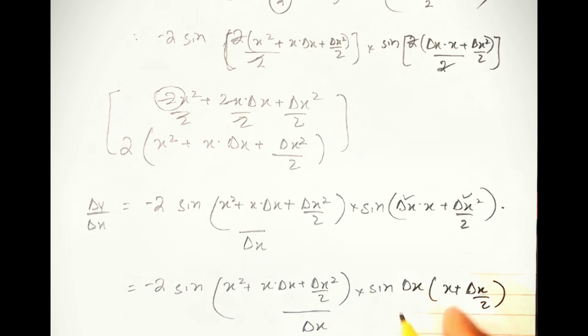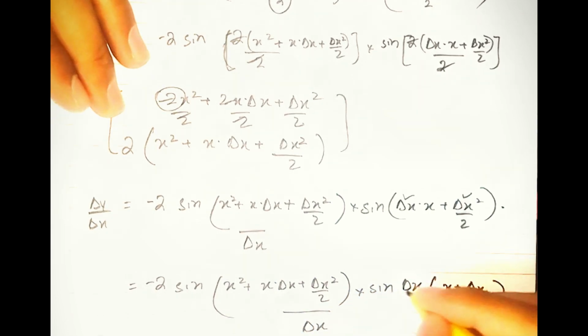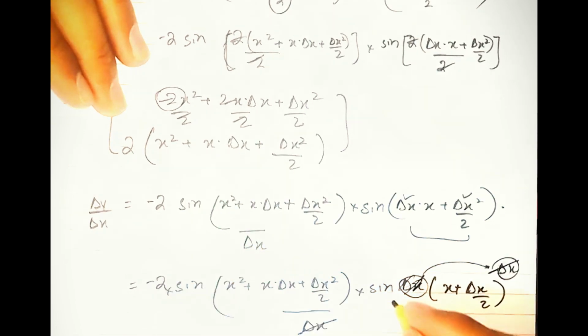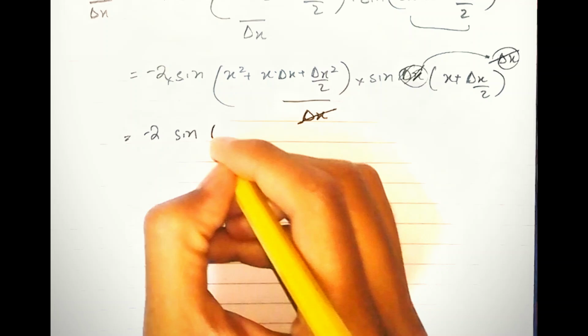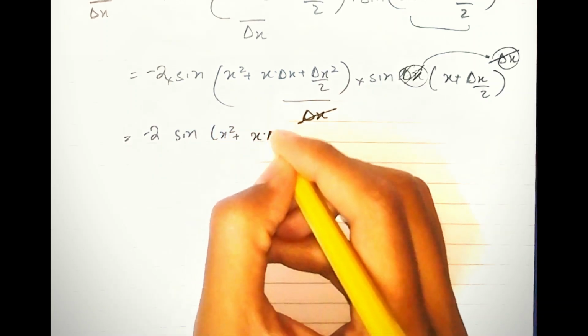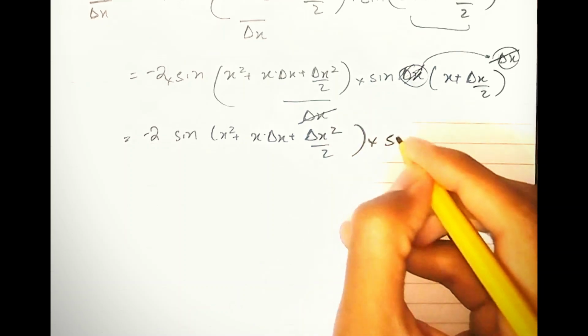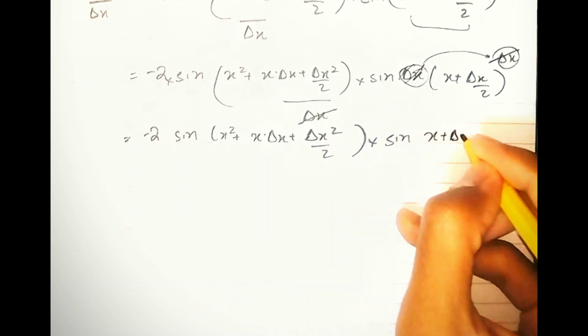Now why did I do that? Actually, this delta x would not be placed over here, it would be placed outside this term because this was being taken out common from the angle, okay? So this was delta x right over here. Now I can cancel these delta x's from this term, okay? Because all of these terms are being multiplied, I can take out delta x common over here and I can cancel these terms, okay? So now what would happen, we have minus 2 sine (x squared plus x dot delta x plus delta x squared divided by 2) multiplied by sine (x plus delta x divided by 2).